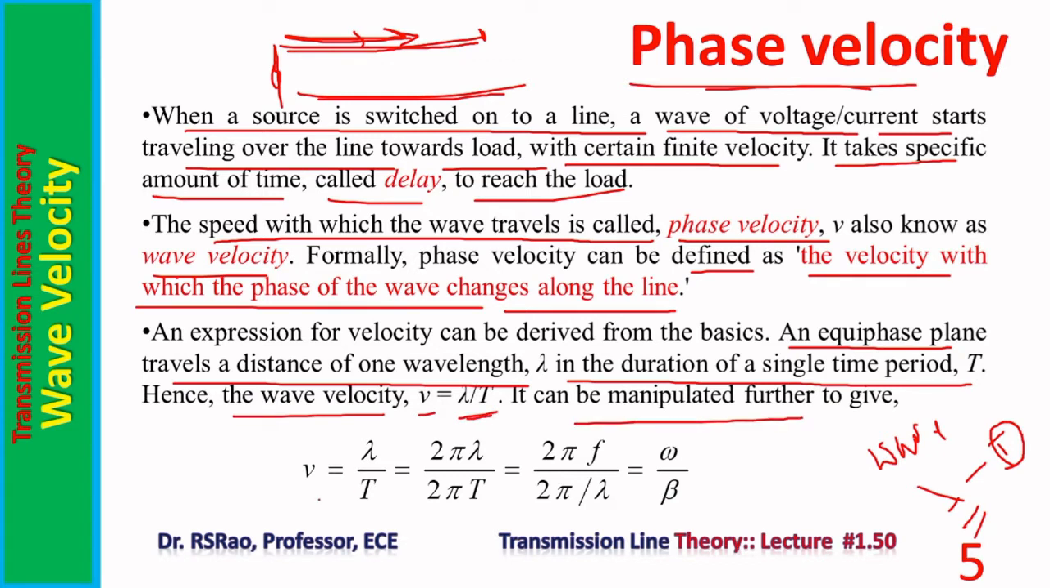It can be manipulated further. V equal to lambda by T, from the basics of wave theory. Multiply by 2 pi in numerator and denominator. We have 2 pi f, which is omega, and 2 pi by lambda, which is beta. Note, by definition, beta is 2 pi by lambda. This is also from basics. Anyway, what is beta? Phase shift per unit length. So how much phase shift does the wave undergo in one wavelength? It is 2 pi. So lambda corresponds to a phase change of 2 pi in the traveling wave. So phase shift per unit length is the phase shift 2 pi divided by the length lambda. So by definition, beta is 2 pi by lambda.